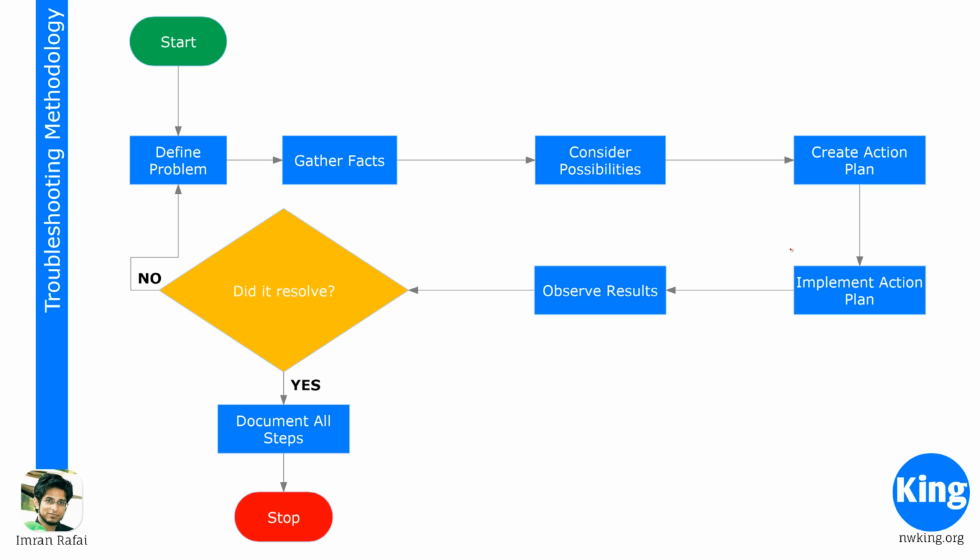And then, because you know more than those users, you know what could go wrong. So consider all the possibilities. What could have gone wrong? What can be done? Then create action plans. You will have plan A, plan B, plan C. This is what happens if you do plan A. This will happen if you do plan B. This is what happens if you do plan C.